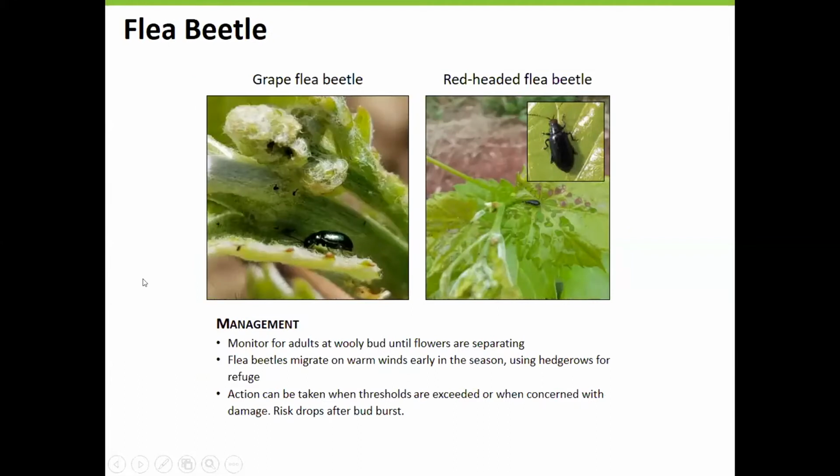Flea beetle, we're past what I would consider the higher risk period, although they're going to kick around for a while.